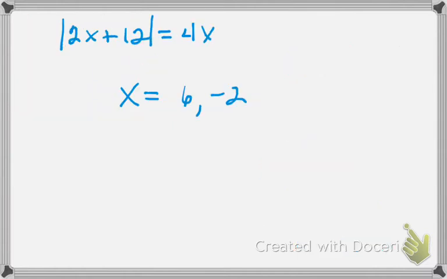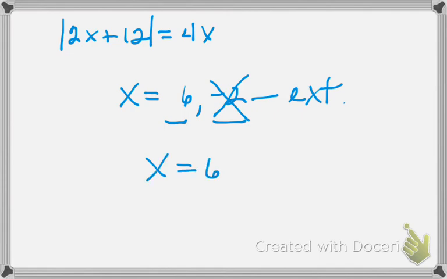So in the problem of the absolute value of 2x plus 12 equals 4x, we came up with two answers, x equals 6 and x equals negative 2. However, upon checking them, we realized that x equals negative 2 is extraneous, and did not give us the answer we wanted. Therefore, the final answer is x equals 6.